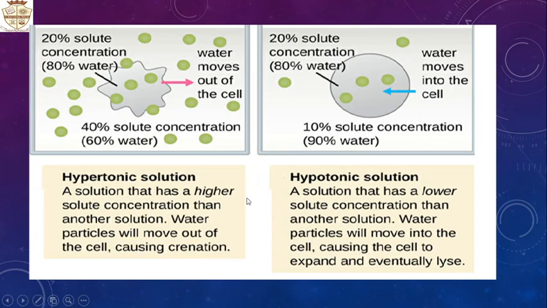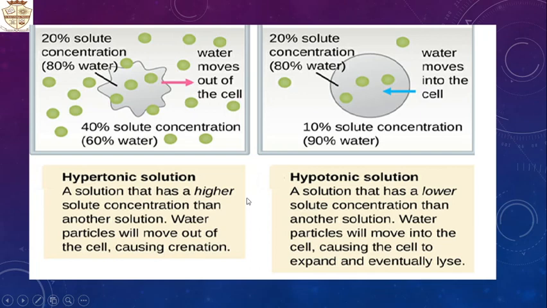This picture clearly explains it. On the left, we can see a hypertonic solution where the cell is placed. The cell has lost its original shape. It has become shrunken or shriveled because water is moving out of the cell into the environment. In the hypertonic environment, as we discussed, water is less, solutes are more. In the cell, water is more, solutes are less compared to the environment. So water will move out of the cell.